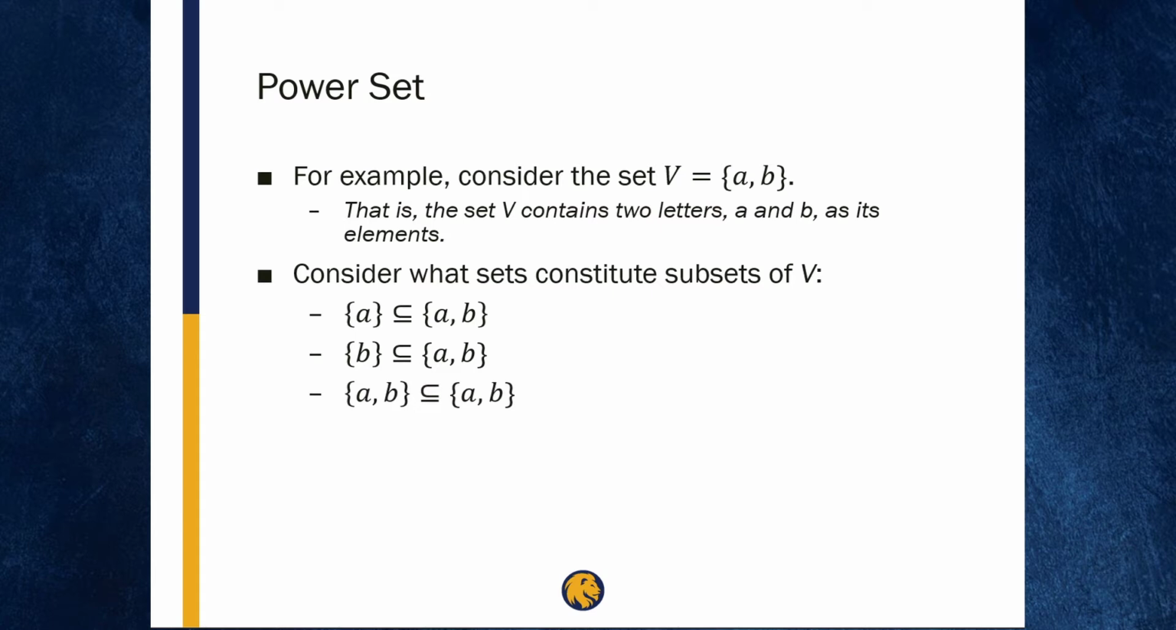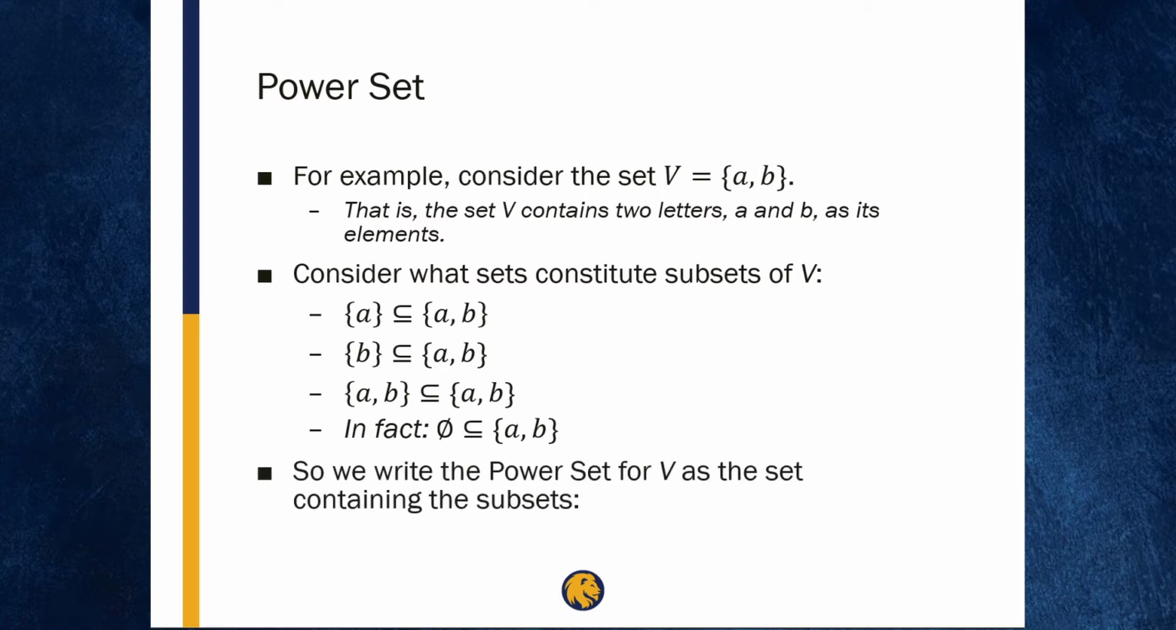And as we stated before, a set is a subset of itself, so the set containing A and B is a subset of the set containing A and B. Also, the empty set is a subset of the set containing A and B. So what we have here are four different sets that are subsets of V.